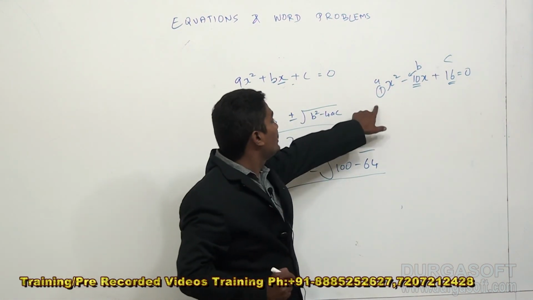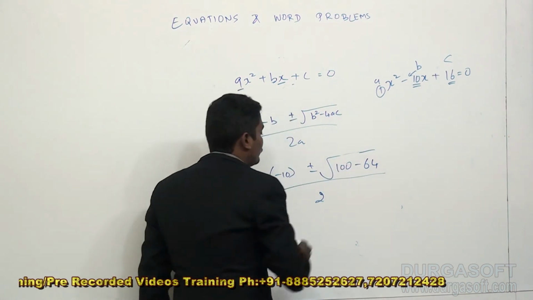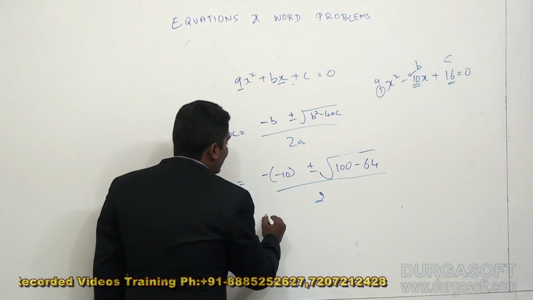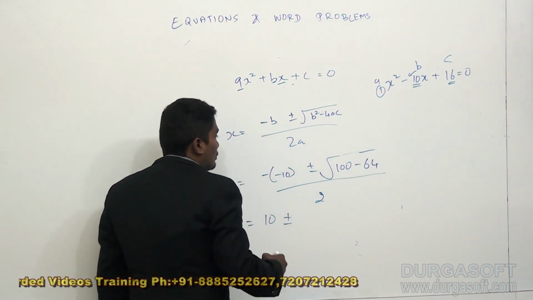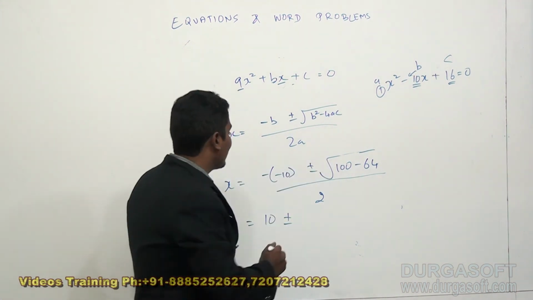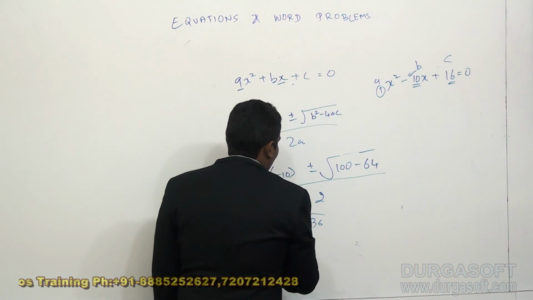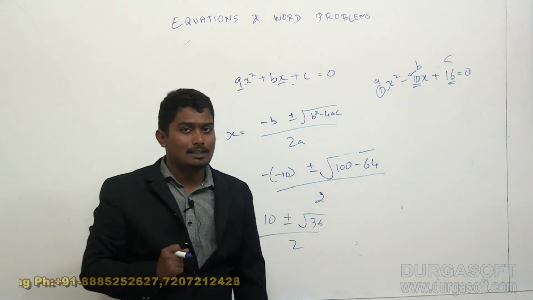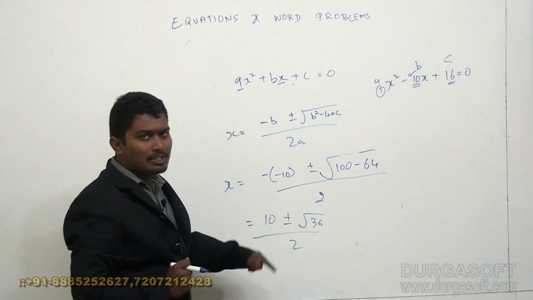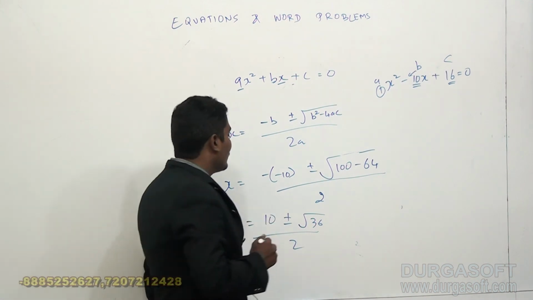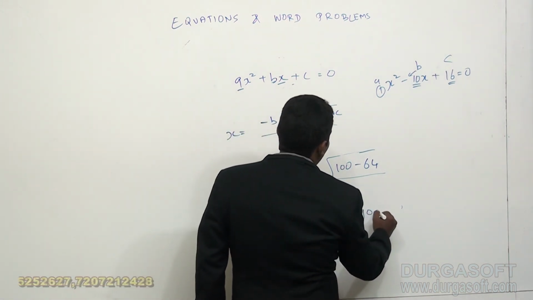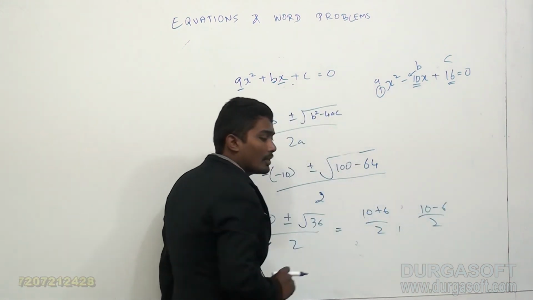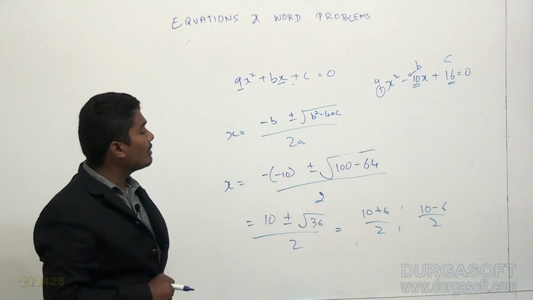The a value is 1, so 2 into 1 will be 2. Minus of minus 10 will be plus 10. So 10 plus or minus square root of 100 minus 64, which is 36, root of 36, divided by 2. Square root of 36 may be plus or minus 6, so you have to consider both the signs. One solution will be 10 plus 6 by 2, the other will be 10 minus 6 by 2.